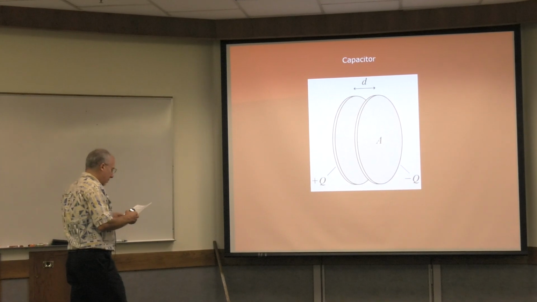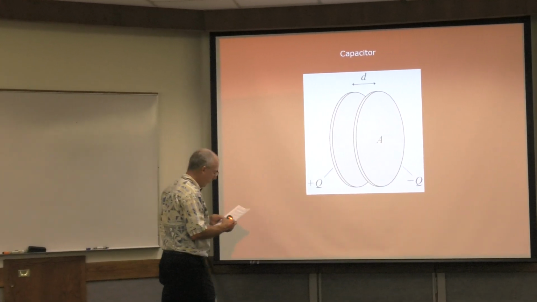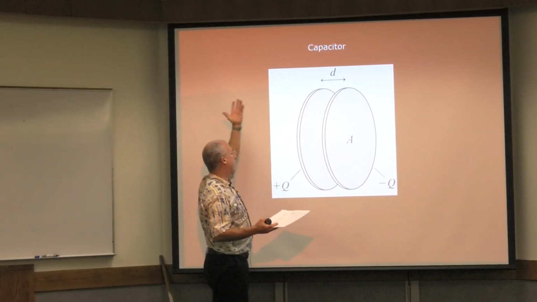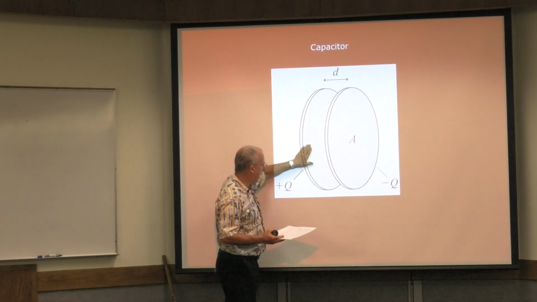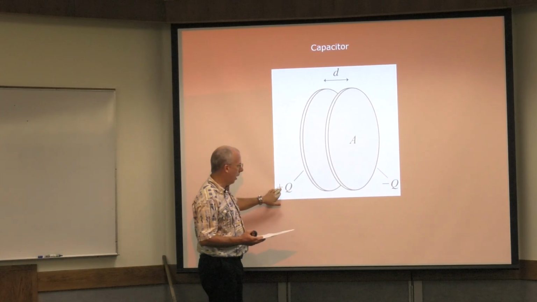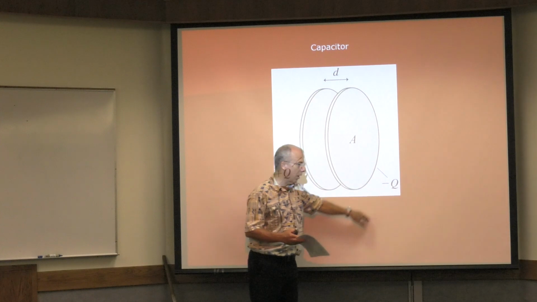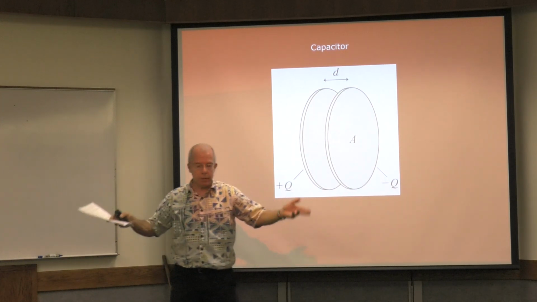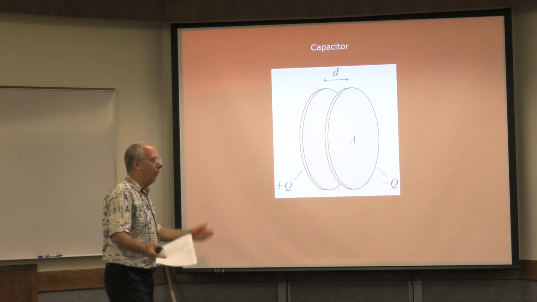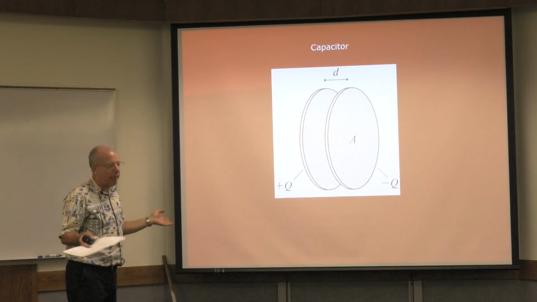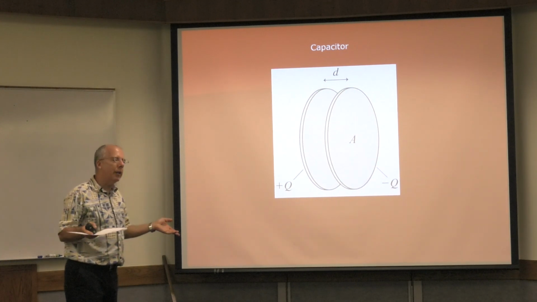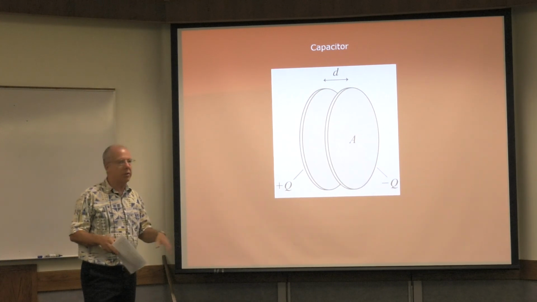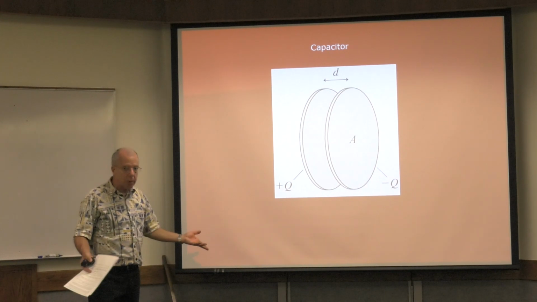Okay, so here's a capacitor. This plate has a positive charge. This plate has a negative charge. So what's the total charge of the capacitor? Well, it's 0, okay? And that's true for any capacitor. So it's kind of useless. I mean, if you said, what's the charge of a capacitor? 0. Okay, that's true, but useless, right?